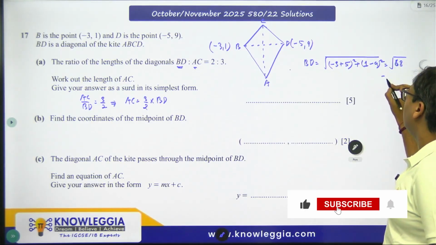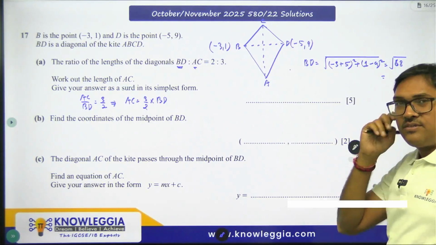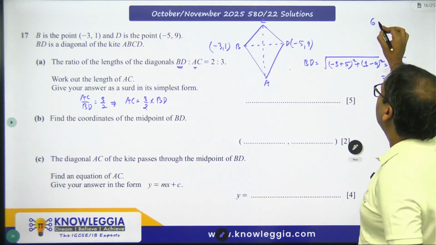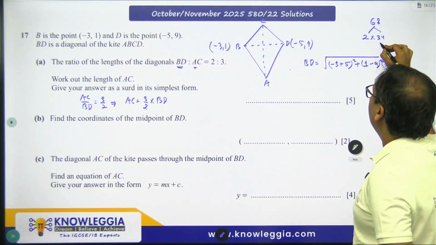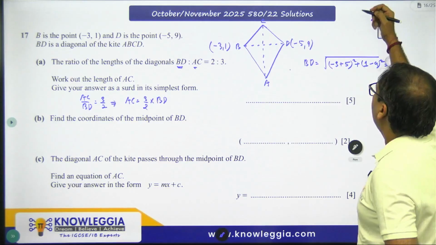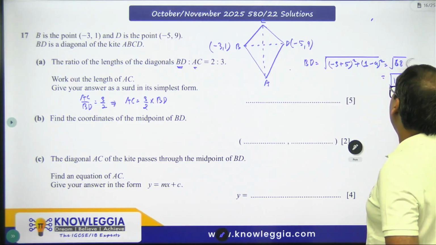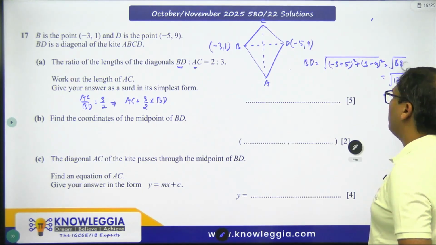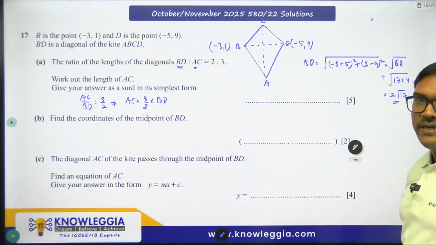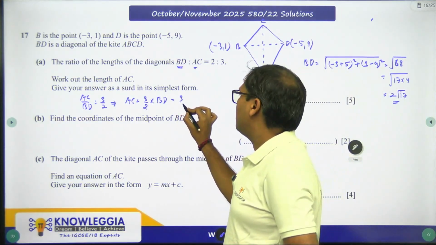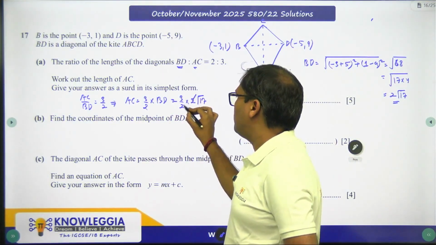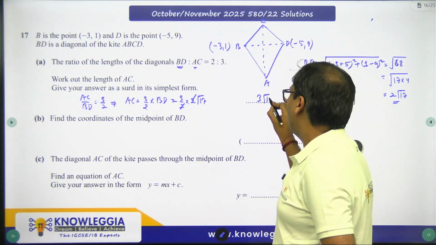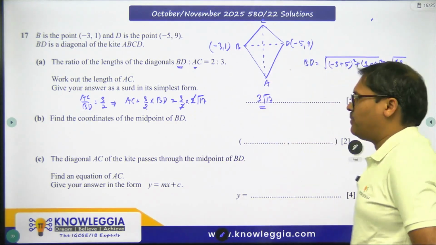If you simplify this, 68 divided by 2 is 34, and then 17. So this is 17 into 4. This is the root of 17 into 4, or you can say this is 2 root 17, since the square root of 4 is 2. So this is the length of BD. So AC is equal to 3 by 2 into 2 root 17, and this 2 and 2 I can cancel. So the answer is 3 root 17.